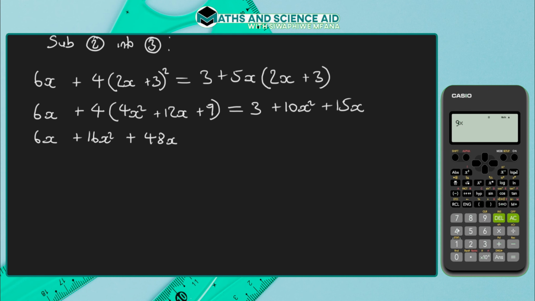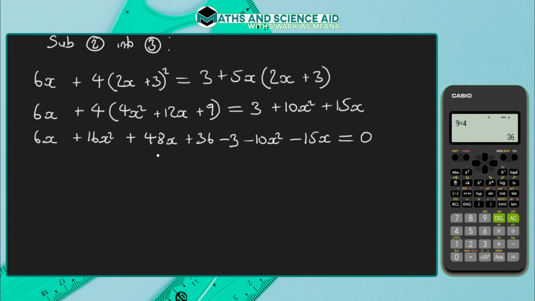9 times 4. Let's use the calculator to make sure, but okay, I'm actually right. It's 36. All right. And now we might as well just move all the terms that are in the right-hand side into the left-hand side. So we'll have minus 3 minus 10x squared minus 15x equal to 0.